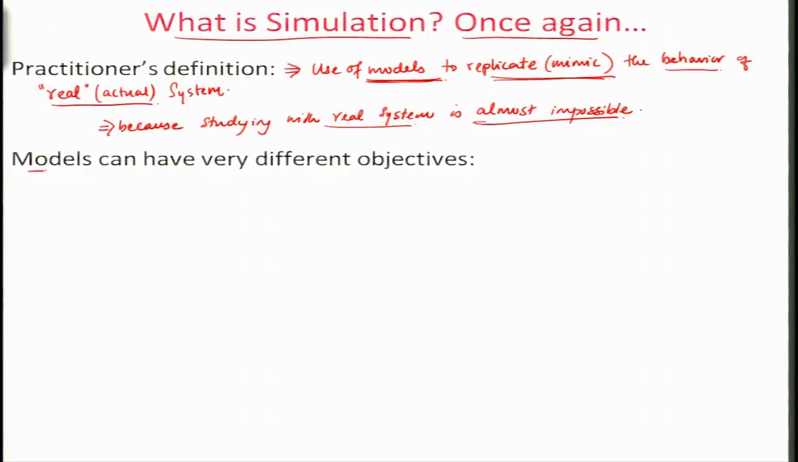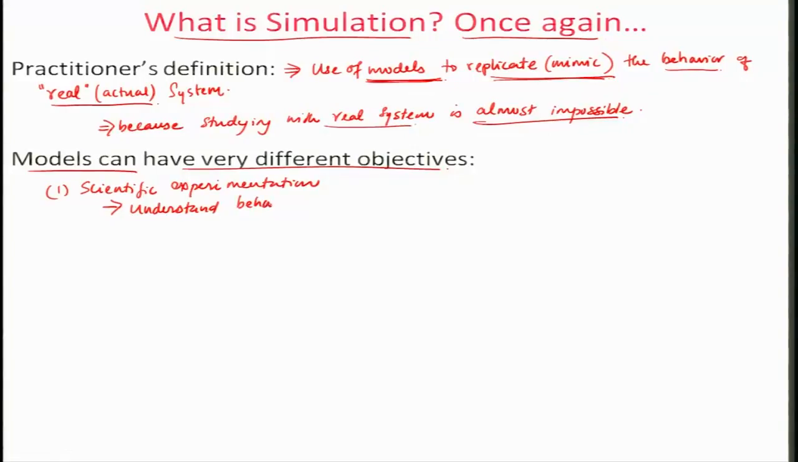And obviously the models can have very different objectives. The major objectives you can think of as multiple things. The first objective is scientific experimentation. What does this mean? This implies understanding the behaviors of the existing system. That is one aspect of scientific experimentation.